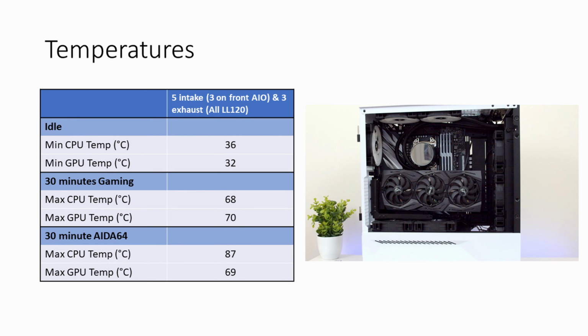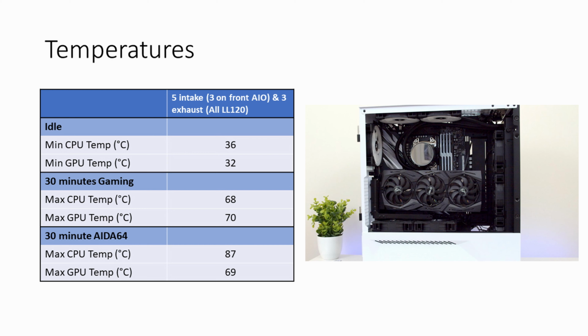Okay, so going on to look at the temperatures during these tests. So during the idle phase, the minimum CPU temperature was 36 and the minimum GPU temperature was 32. During the 30 minutes of gaming, the max CPU temperature was 68 and the max GPU temperature was 70. And during the 30 minute AIDA64 stress test, the max CPU temperature was 87 and the max GPU temperature was 69.